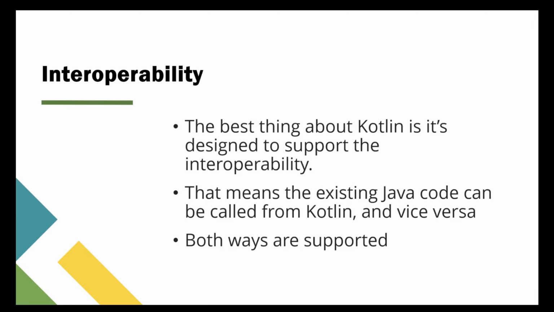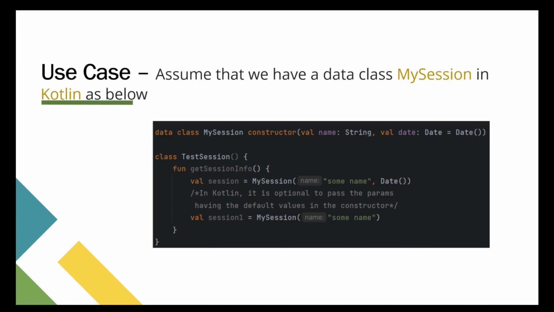So as I've mentioned in my last videos, the best part about Kotlin is it supports interoperability. That means the Kotlin code can be invoked in a Java class and vice versa can happen easily. Let's try and understand how it works for JVM overloads.